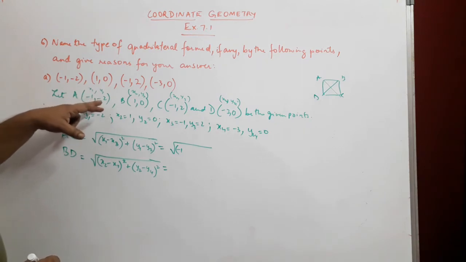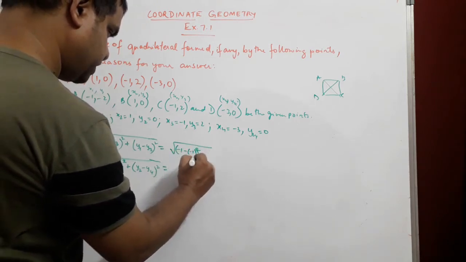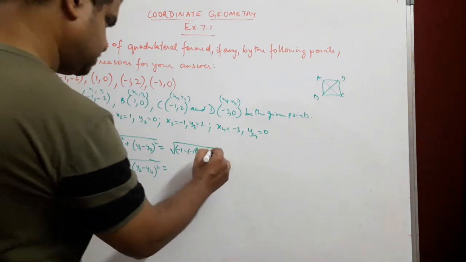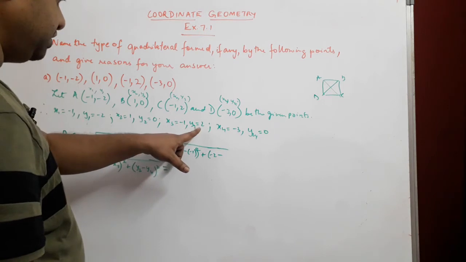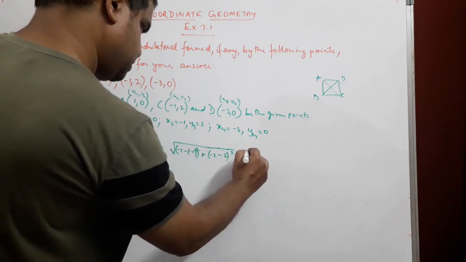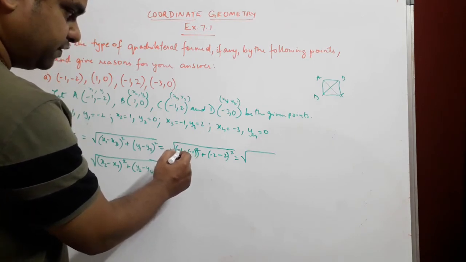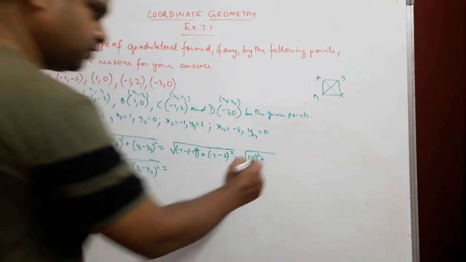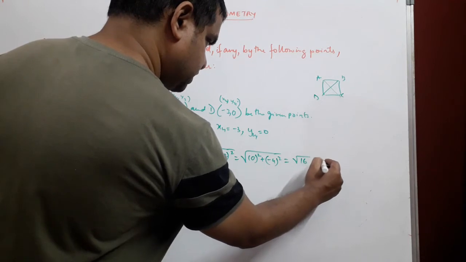x1 is minus 1, minus x3, x3 is here, so minus 1 minus of minus 1 whole square in the bracket, plus y1 is minus 2 minus y3, which is positive 2, so there will be minus 2 whole square. So minus and minus will give us positive 1, and negative 1 gives us 0, so 0 whole square, plus minus and minus 2 gives us minus 4, minus 4 whole square. This will give us square root of 16, which is equal to 4.